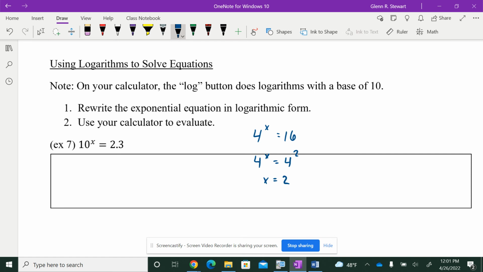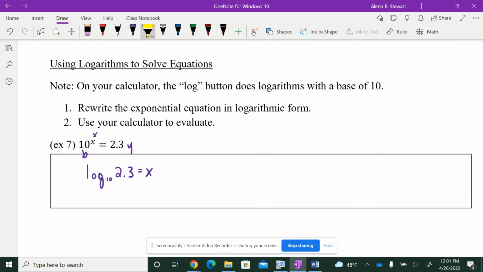But if you look at example 7, there's nothing that 2.3 is going to make that's going to give us a 10 base. So that's why we have to use the log in order to move things around a little bit. So I'm going to switch. I'm just going to label this. This is my b, my x, and my y. So now I have log base 10 of 2.3 is equal to x.